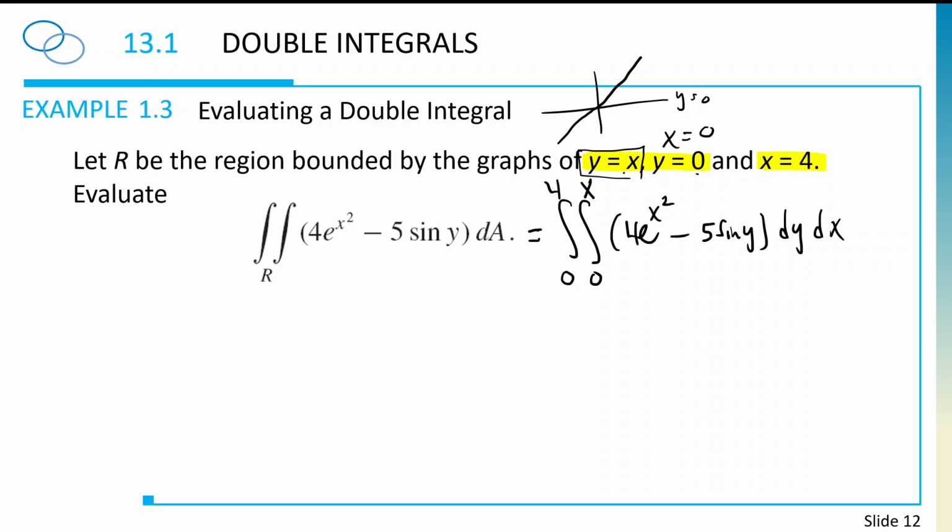Now we have the integration. We'll start with how to evaluate this integration. Remember, we start always with the inner one. So I'll keep the one outside and let's work inside with dy.